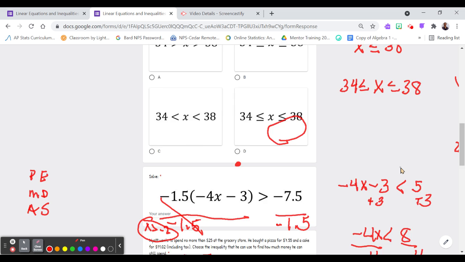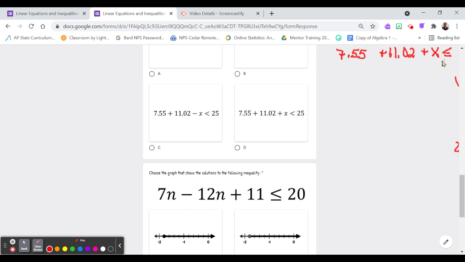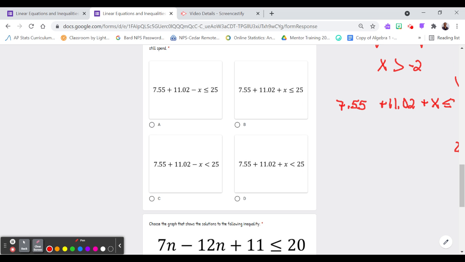Not sure why this keeps moving on me. So less than or equal to, bear with me, 25. I think I'm close to the edge, that's why.